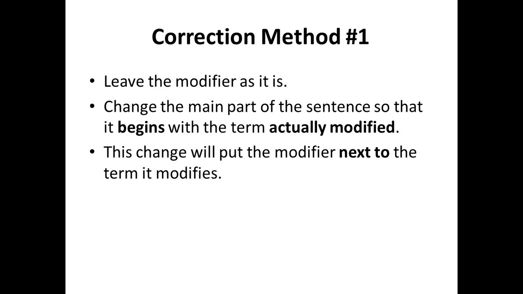Leave the modifier as it is. Change the main part of the sentence so that it begins with the term actually modified. This change will put the modifier next to the term it modifies. Before going further, I'll discuss that a modifier describes or qualifies another part of a sentence.